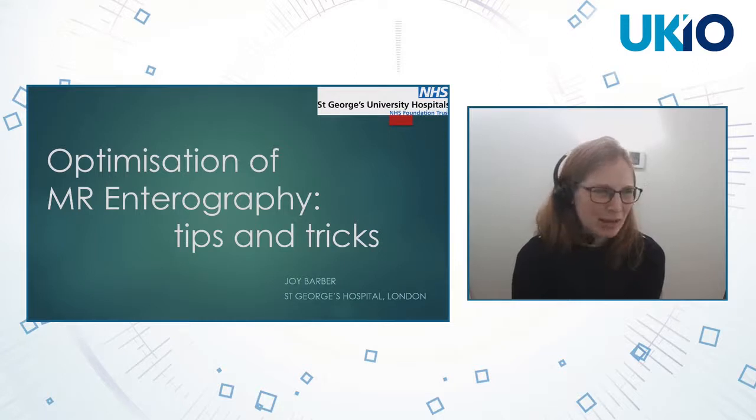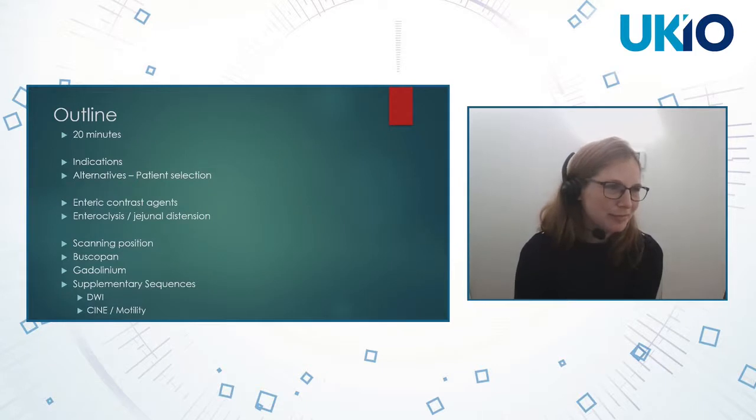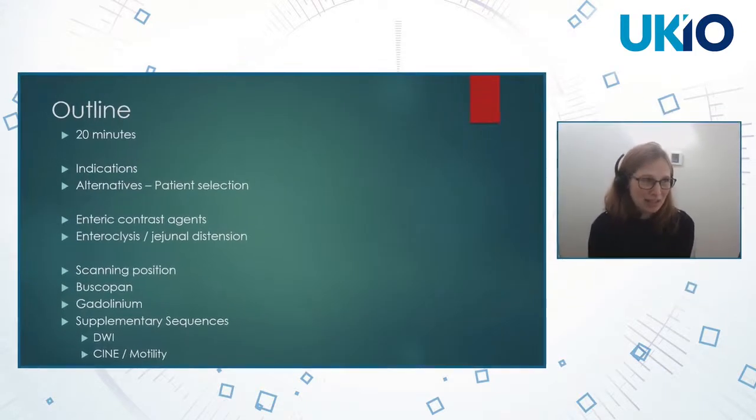As he said, I'm talking about optimization of MR enterography. So we've got a little bit less time. We've only got 15 minutes, so it's going to be a very rapid canter through. Firstly, some indications and alternatives to MR enterography, and then we'll focus the bulk of the talk on different contrast agents that are available, enteroclysis, so distending the jejunum as best we can, and then we'll talk about a few other factors that you can adjust to improve the quality of your scans.